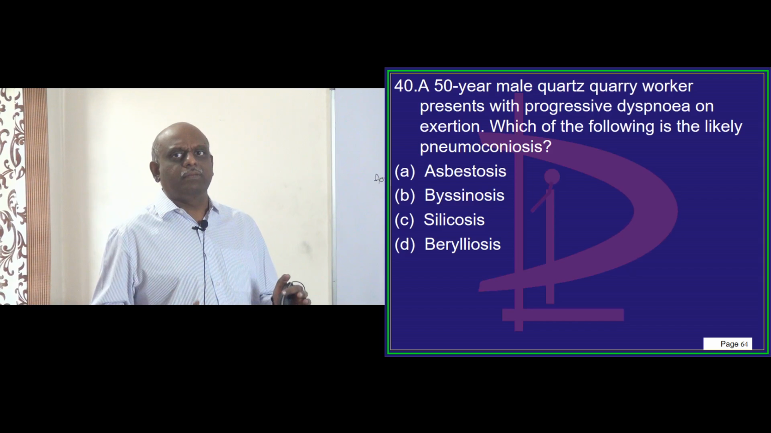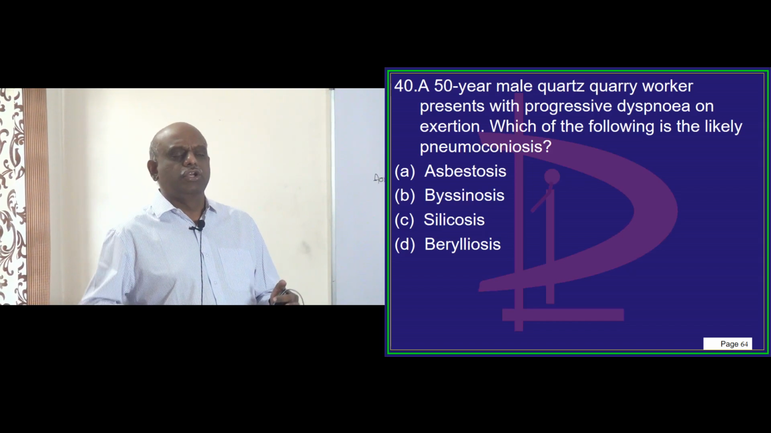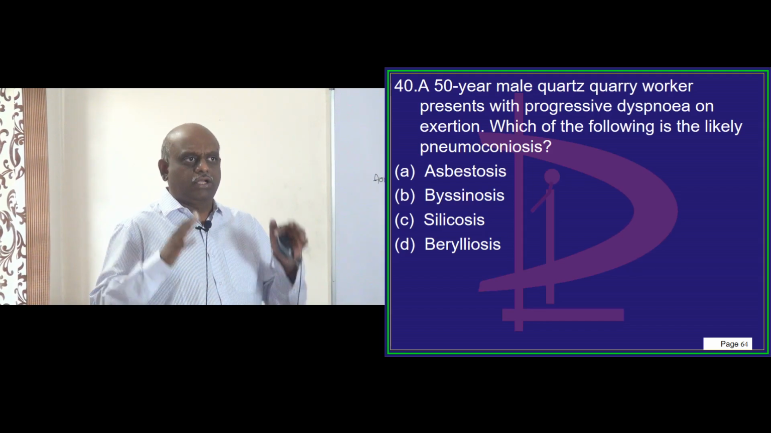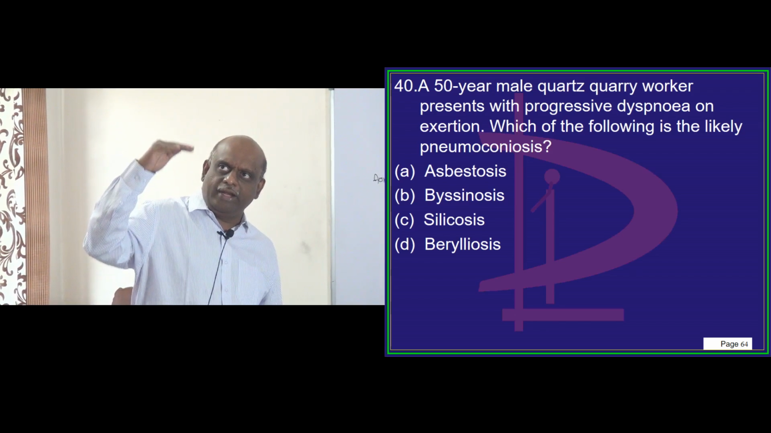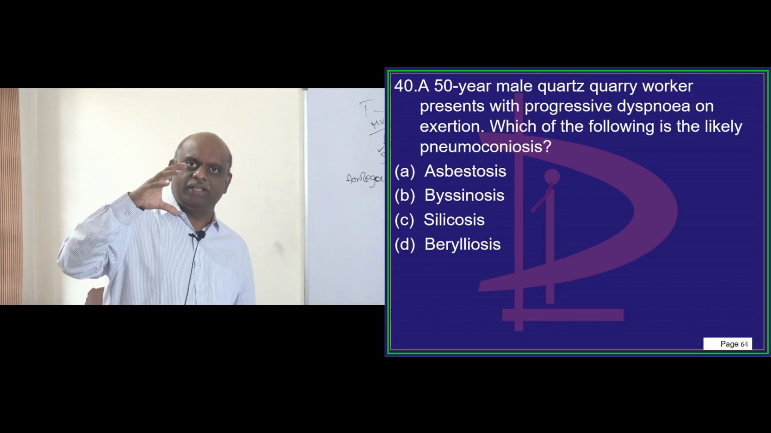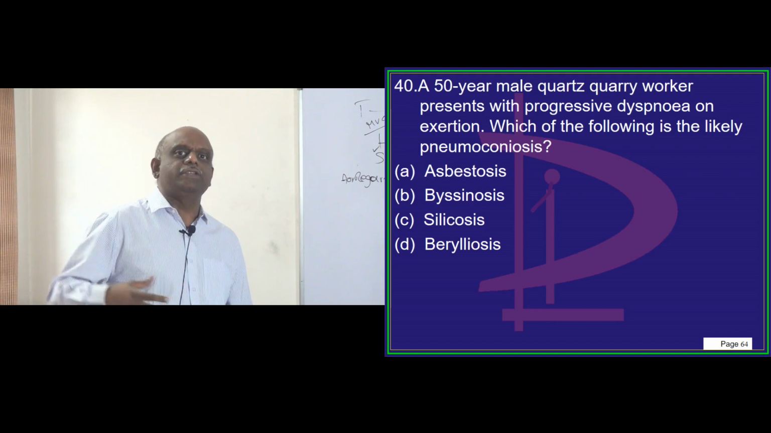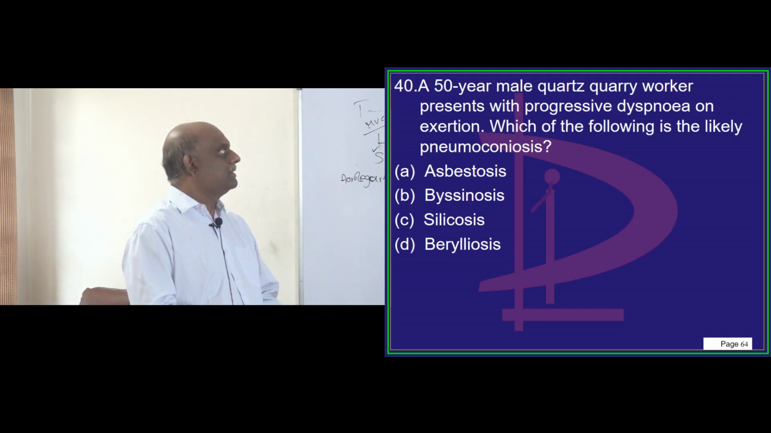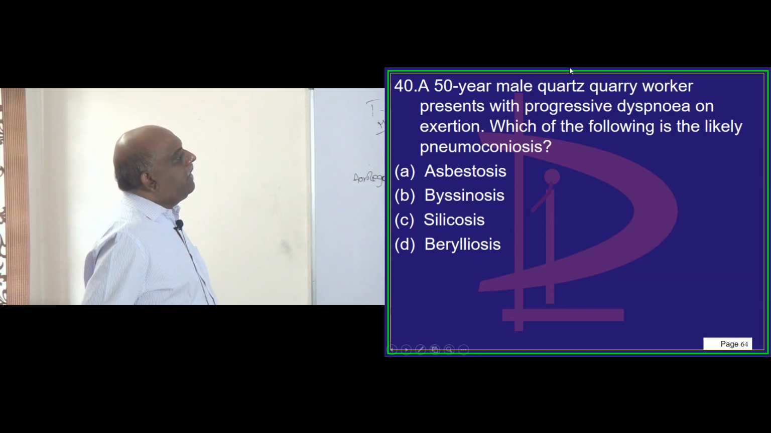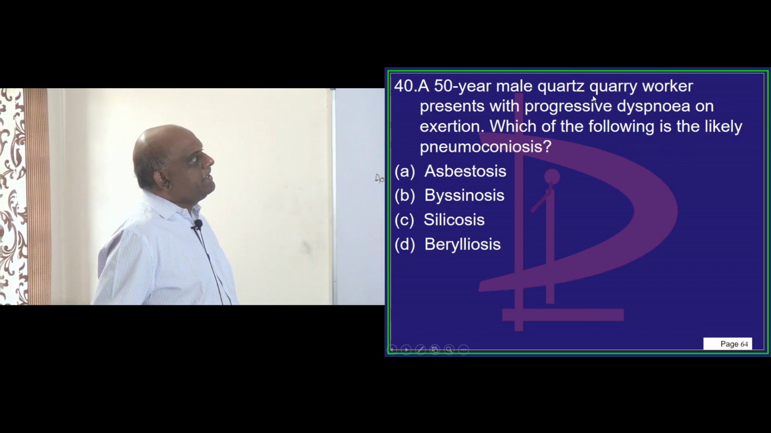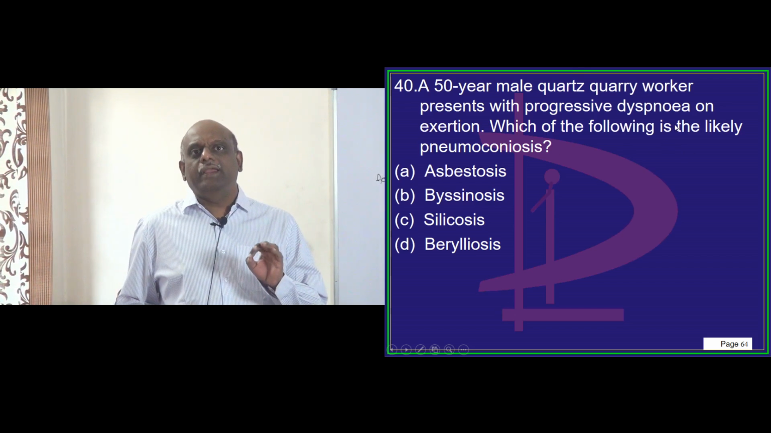So at the last moment, take a quick chance. The top 20-25% of the high yield topic list I gave to you, keep revising them in the last moment. Now, a 50-year-old male, progressive dyspnea, quarry worker.